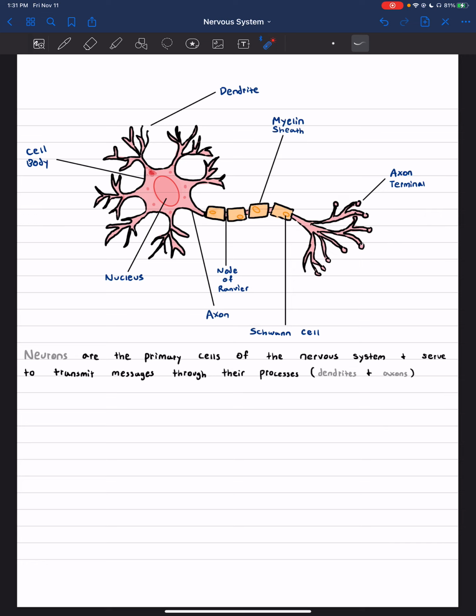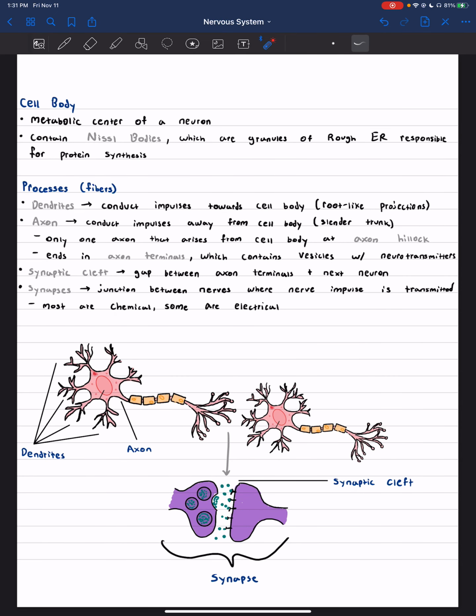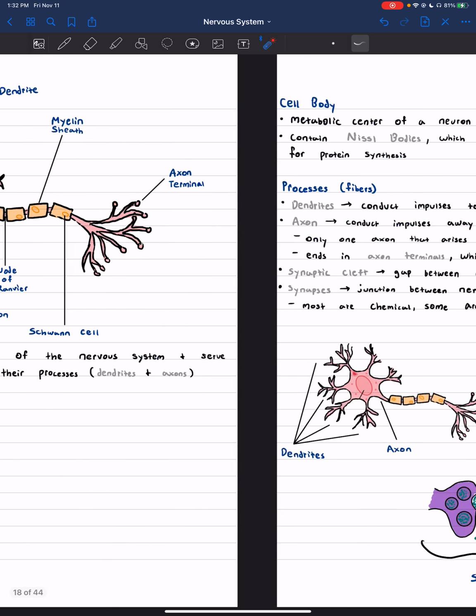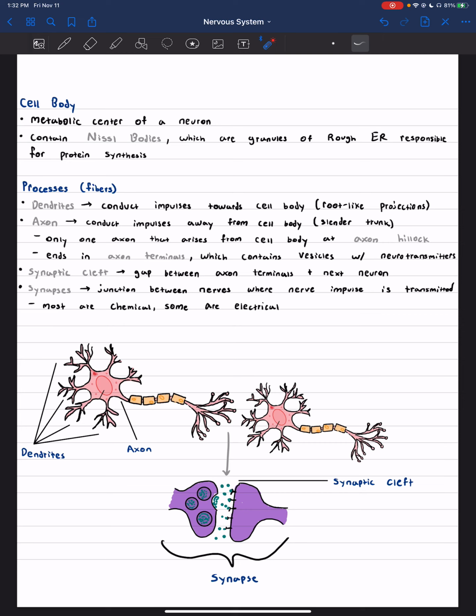That was just a quick side note, but I just want to give you all an overview of the structure of a neuron and understand that these are the primary cells of our nervous system and they serve to transmit messages through dendrites and axons. So, starting with the cell body, it is essentially the neuron's metabolic center. It contains Nissl bodies, which are these little granulations right here, these dots all around the cell body, which are granules of rough endoplasmic reticulum, or rough ER, and these are responsible for protein synthesis.